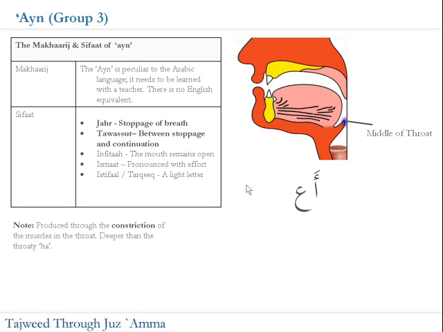It just takes practice of squeezing the throat muscles, and some people find this very difficult initially, and it causes a lot of problems in tajweed. However, it's just a matter of practicing squeezing the throat muscles, and you can feel your Adam's apple moving up and down a bit when you squeeze the throat. So again, this is the ayn.